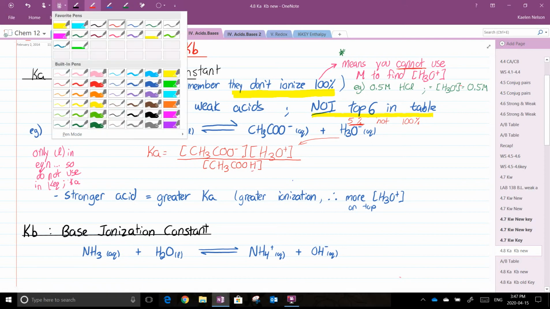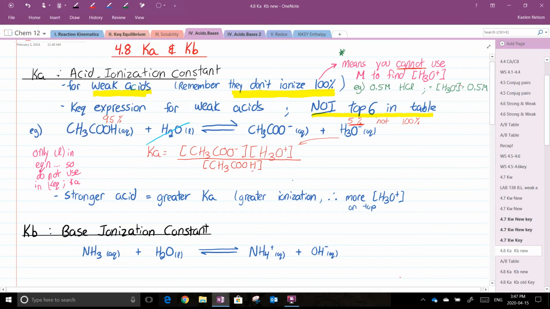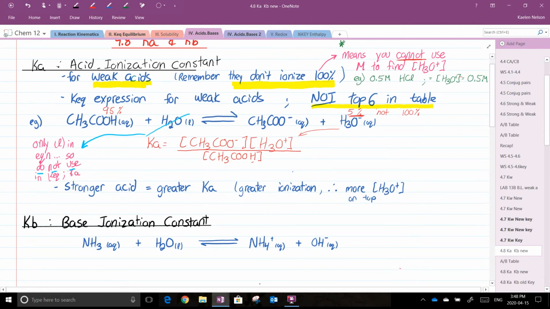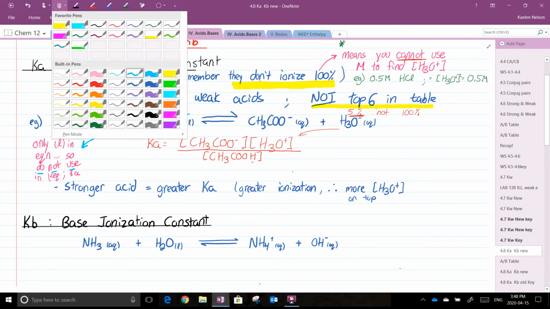And just a quick note to remind you that the water doesn't count. I've put a note over on the side if you need to pause and copy it in. It is your only liquid, so you do not use it, like we have done for our entire Ka and KEQ units. The next part that you can do is get your acid-base table.